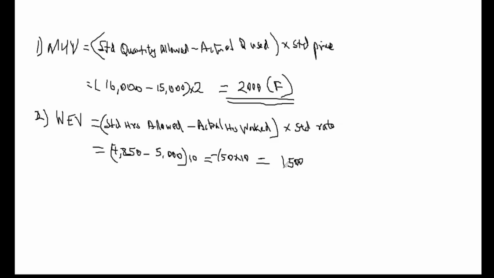And you check here, you find this one is lesser than this. So our answer is U or F? U. It's unfavorable. Am I right? Yes, unfavorable. Okay.